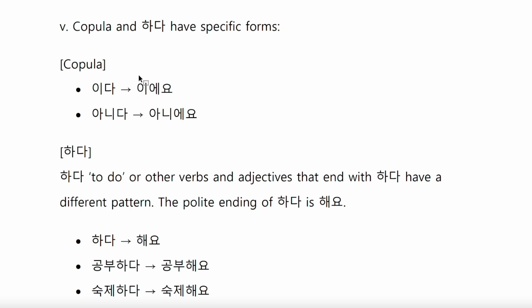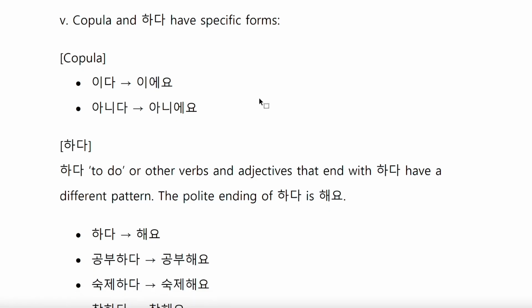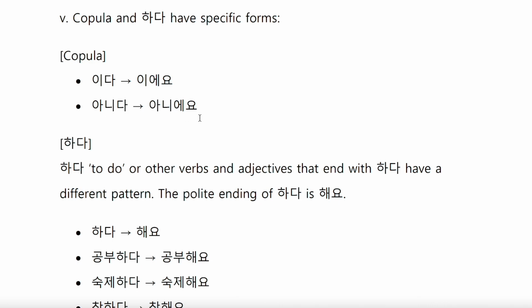And sometimes 이에요 is contracted to 예요. When do we contract this into 예요? 저는 남자예요. So when there is no consonant at the bottom of the last syllable of the preceding noun, then we use 예요. 그래서 저는 남자예요. 저는 바보예요. 바보 means fool. 그래서 I'm a fool. 저는 바보예요. 그래요. 아니다, 아니에요. 그렇죠? 그래서 아니에요. 이에요 and 아니에요. Please remember them separately from other verbs and adjectives.